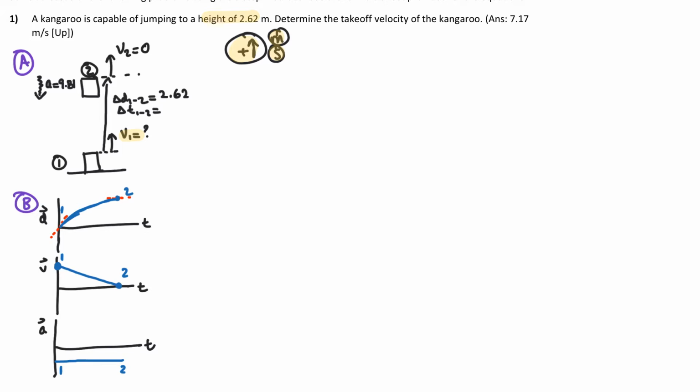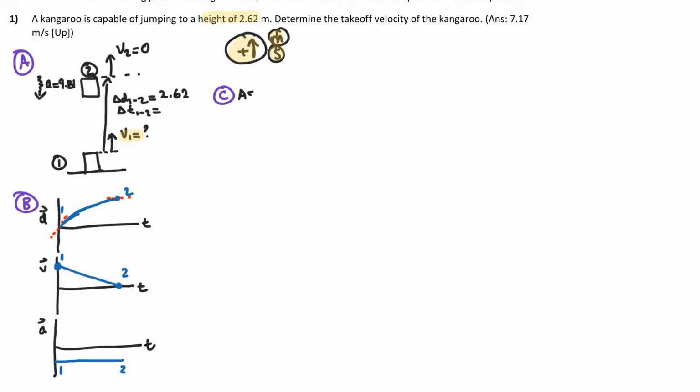And this is good. It shows that the velocity initially is upwards. It's got some sort of magnitude. It slows down as the acceleration is slowing it down, and it reaches a velocity of 0 at the top there. So let's move on to part C, which is our assumptions here.